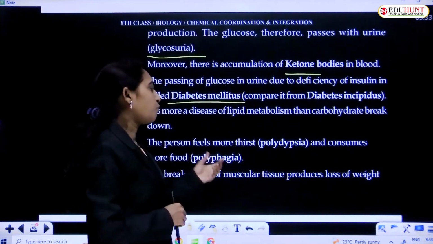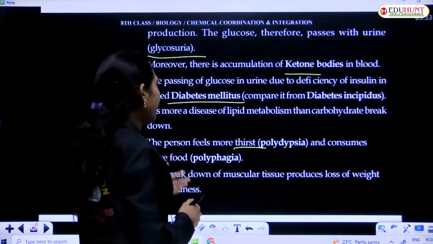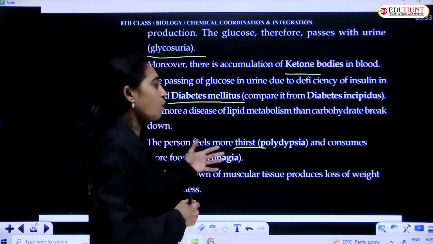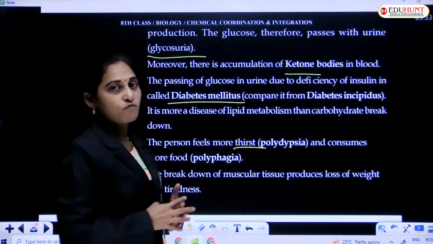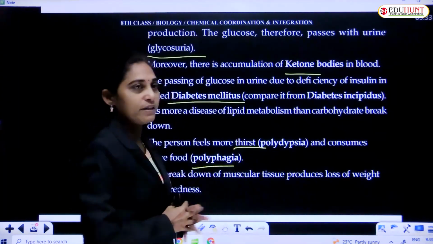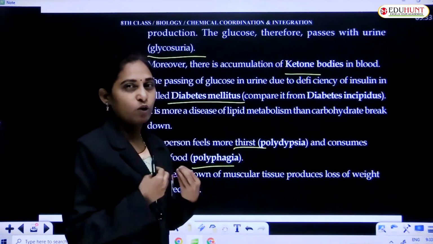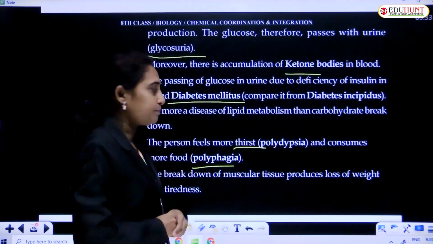The person feels more thirst, and these are the symptoms of diabetes mellitus. The person feels more thirst, that is called polydipsia, and consumes more food, called polyphagia. Polyphagia and polydipsia. అంటే ఎక్కువ దాహం వేయడం, ఎక్కువ ఆకలి వేసి ఎక్కువ తినేస్తూ ఉంటారు. అందుకే డయాబెటిక్ పేషెంట్స్ even they become fat.